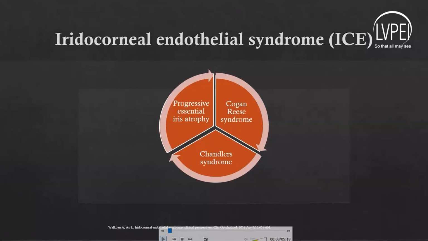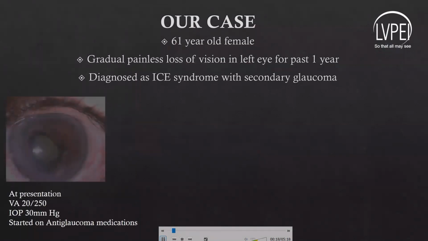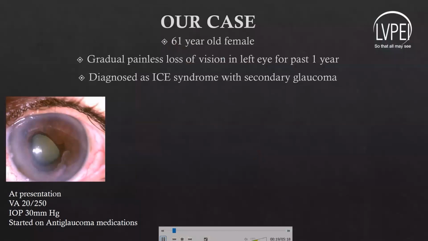ICE syndrome comprises a spectrum of three clinical entities: progressive essential iris atrophy, Cogan-Reese syndrome, and Chandler syndrome. We present to you a 61-year-old female with gradual painless loss of vision in the left eye for the past 1 year. She was diagnosed as ICE syndrome with secondary glaucoma.